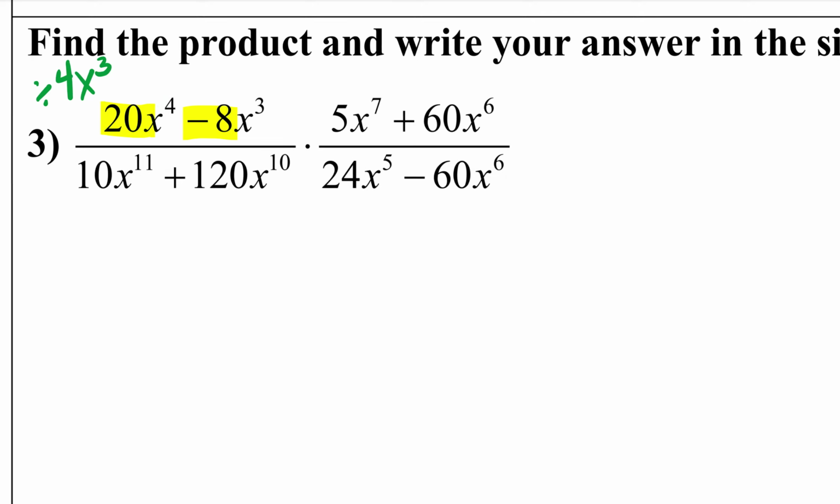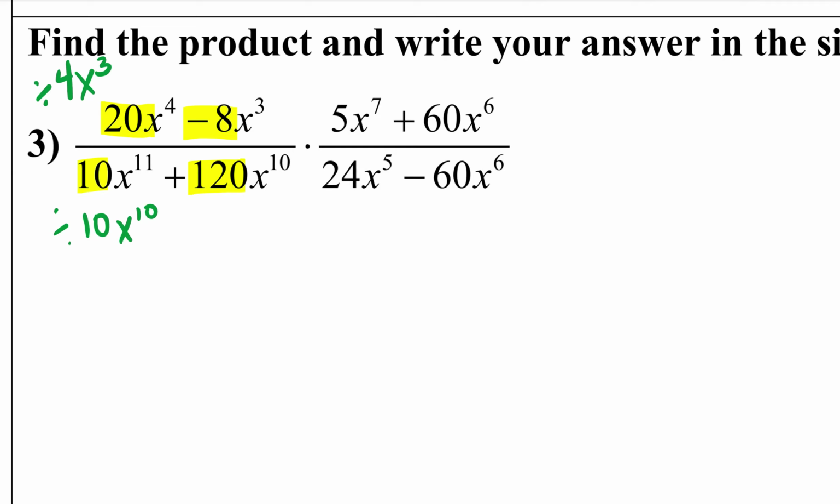Now let's go down. I have 10 and 120. Obviously, when I say obviously, it's 10, right? 10 can go into both, and I have an x in both. My lowest exponent is 10, 10x to the 10th. And my biggest exponent is positive, so my GCF is positive.